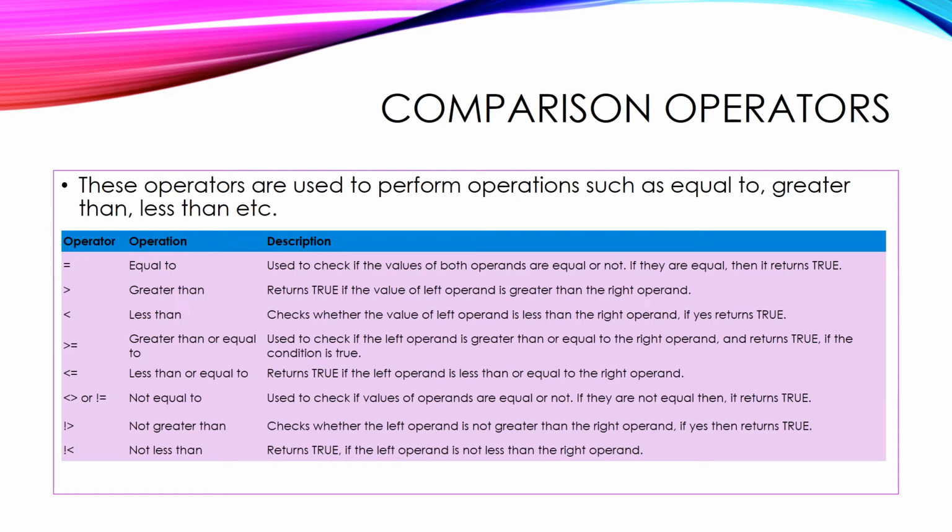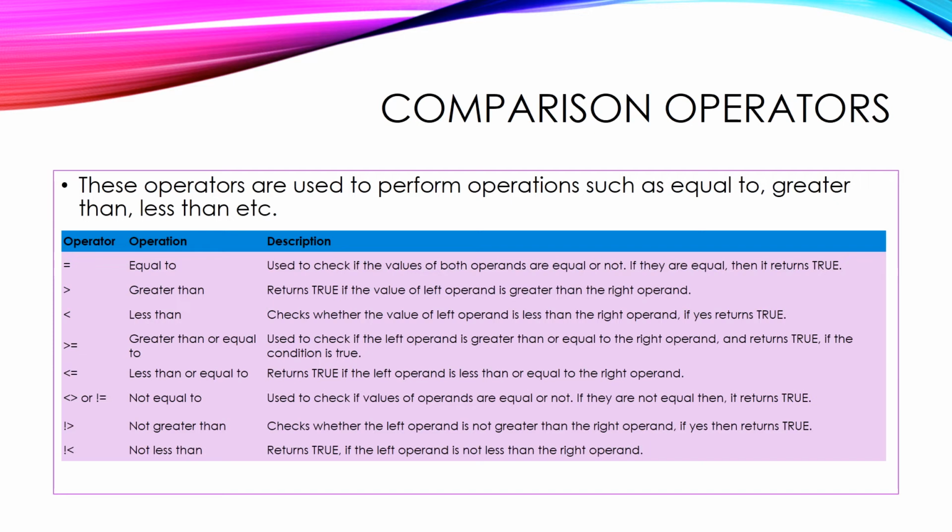The next operator is comparison operators. These operators are used to perform operations such as equal to, greater than, less than, etc. The equal to operator is used to check if the values of both operands are equal or not. If they are equal, then it returns true. Greater than returns true if the value of the left hand operand is greater than the right hand operand. Less than checks whether the value of the left hand operand is less than the right hand operand.